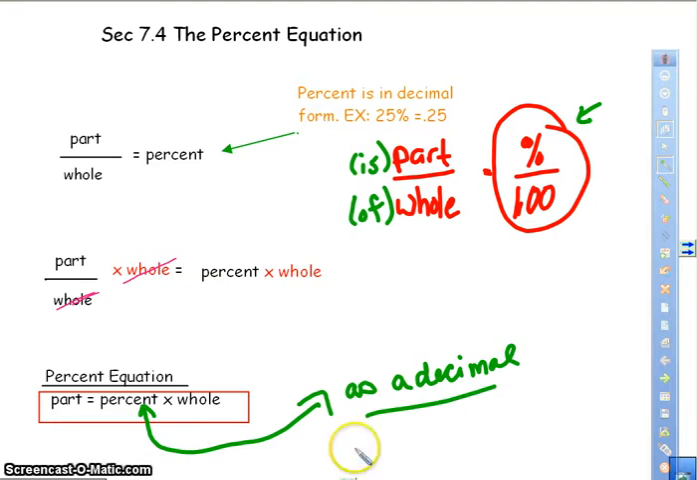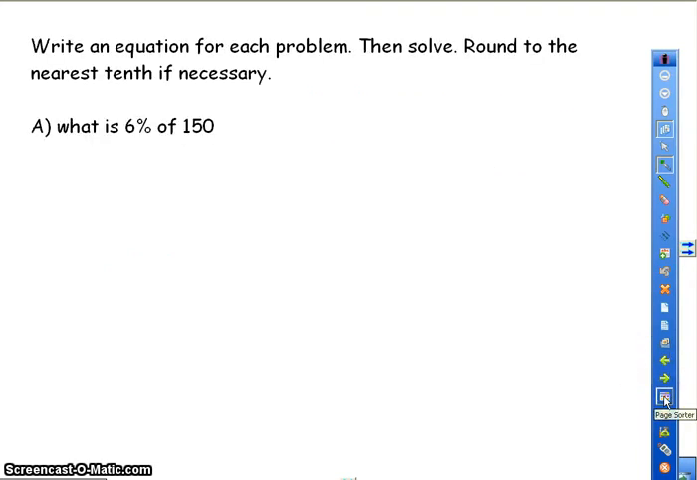Okay, and since your percent is out of 100, you can easily change your percent to a decimal just by dividing by 100. Okay, so if that makes you feel more comfortable, then go ahead and do that. All right? So we're going to write an equation for each problem, then solve and round to the nearest tenth if necessary. So if you don't already have a calculator out, please get one out. You're going to need it through this section.